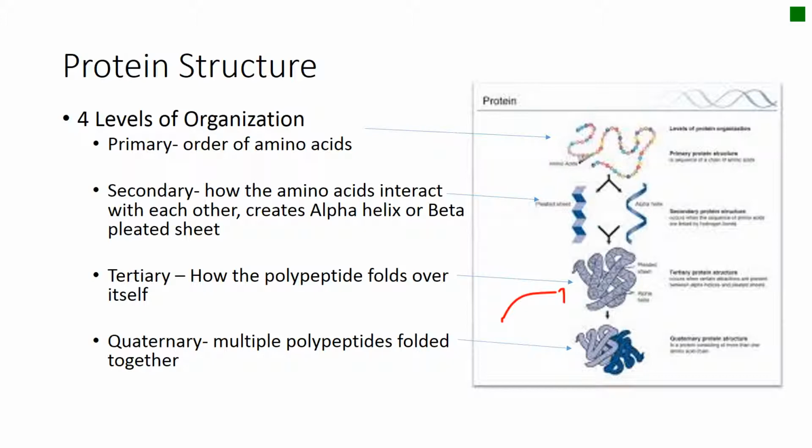Third, we have our tertiary structure. Tertiary means third. Welcome to Latin. And that's how our polypeptide folds over itself. So when we take the accumulation of beta pleated sheets and alpha helixes, and those things start to interact with each other, the protein will start to fold in a really specific way.